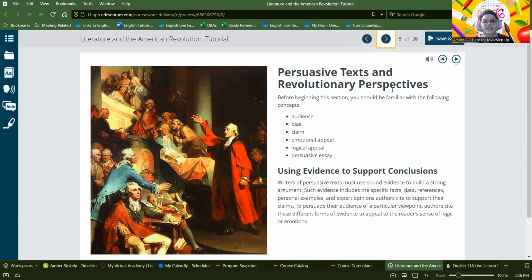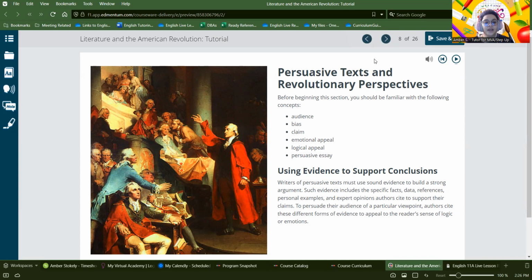So slide 8 is called Persuasive Texts and Revolutionary Perspectives. So persuasive text is when you're using your words to try to convince someone of something. We kind of covered that already. But then we have perspectives, right? So perspectives are ways of thinking, the way that someone thinks, the way that they express ideas. How does a person view things? That's what a perspective is. So revolutionary perspectives are ways that people saw things during the revolution.